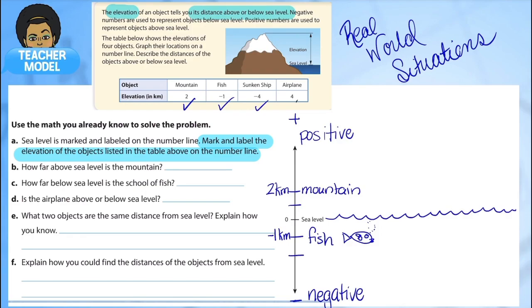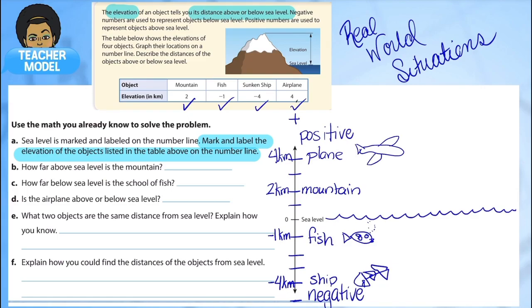Next, at -4 kilometers, we have a sunken ship. So 1, 2, 3. Here's -4 kilometers. I'm going to have my ship. Here's the poor ship, broken down. It just broke. It's sunk all the way to the bottom of the ocean. So it's also below sea level. And finally, we have an airplane at 4 kilometers. It's a +4. So here's our plane just flying in the sky, above sea level.